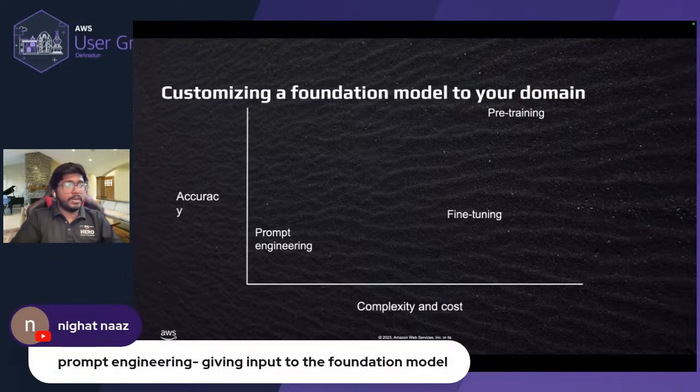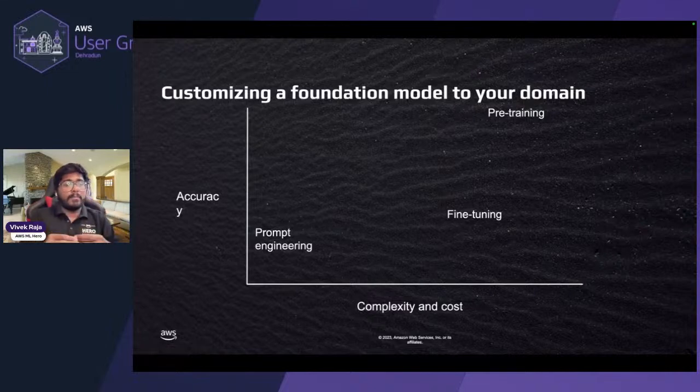Prompt engineering is where you give an input to a foundation model. There isn't much complexity here. You're just giving an input in terms of a text or an image or a data set, and you get a response out of it. But fairly said, the accuracy will be a little bit low because you don't get the right answer with that. And now comes the fine tuning.